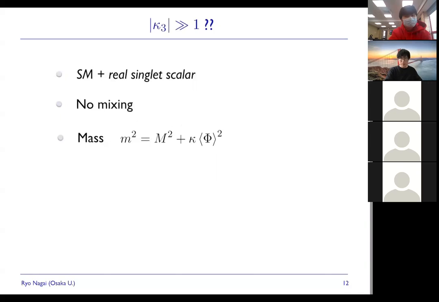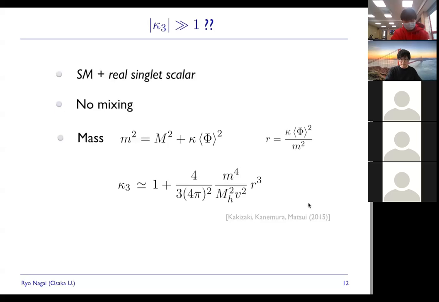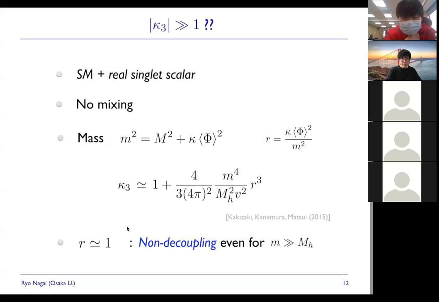In this model, the properties of the standard Higgs boson don't change at tree level, but they can be modified via loop level. And actually, the Higgs triple coupling deviates like this. Here, I introduce a parameter R, which is the fraction of the Higgs vev contribution in the new scalar mass. As you see, the kappa 3 deviation is proportional to the cube of R times the fourth power of the new particle mass. So if R is order one, the kappa 3 deviation becomes larger and larger when the new scalar becomes heavier and heavier.